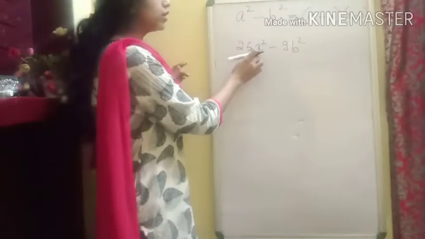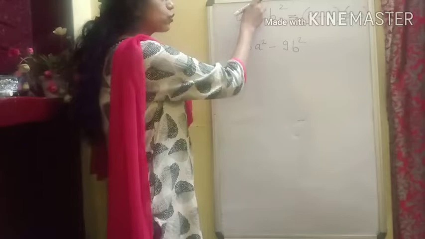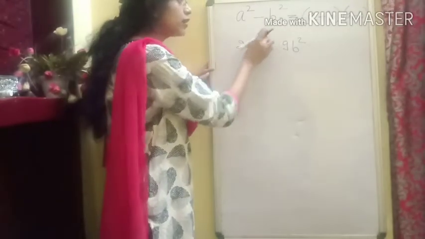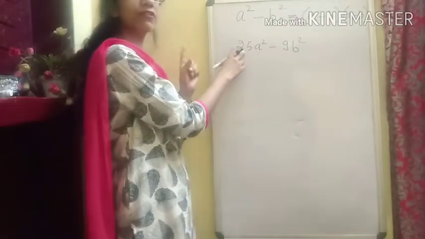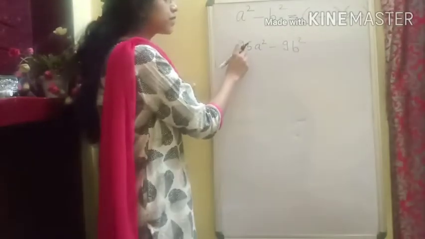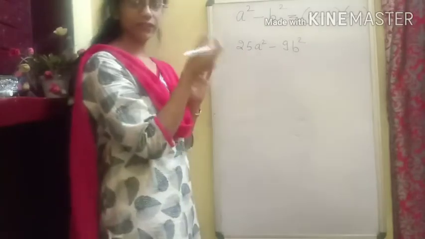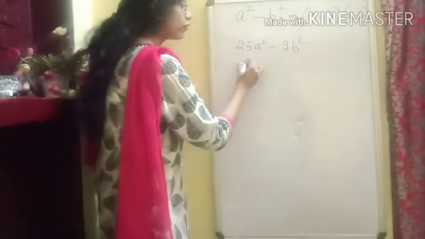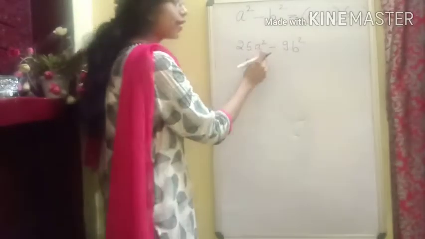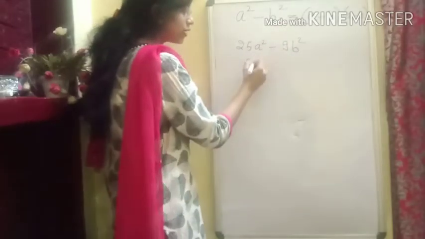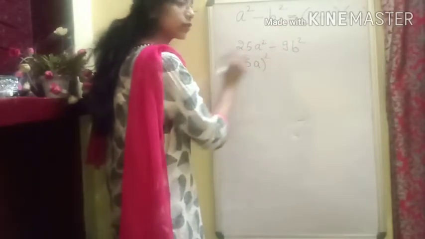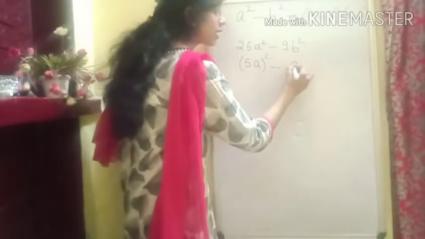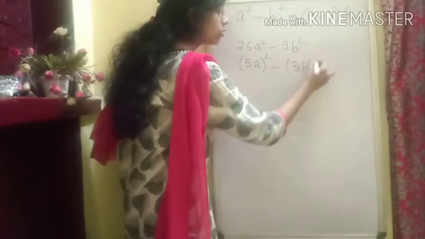But before that, we have to make the first term like a square and b square, a perfect square. Here in the first one we are only given a square. It is not the square of the given number. So can we write 25 as 5 square? Of course, because 25 is a perfect square of 5. So it will be 5 square and a square, so better we can write 5a whole square together. Now 9 is also a perfect square of 3, so we can write it as 3b whole square.